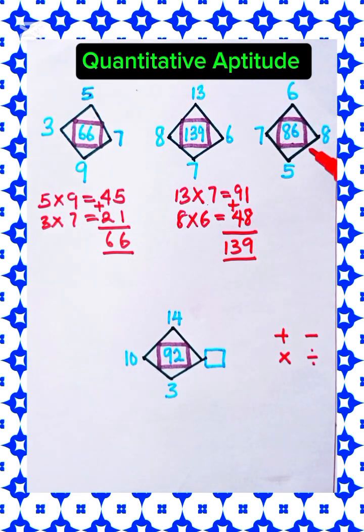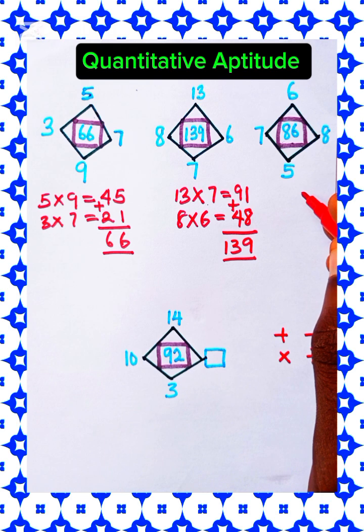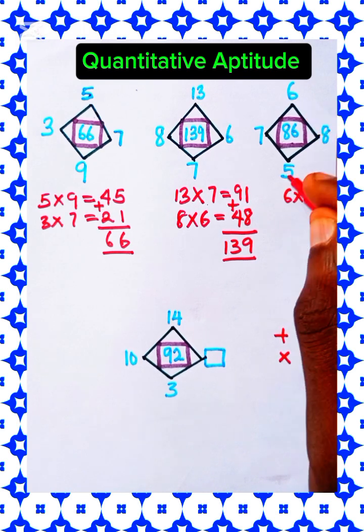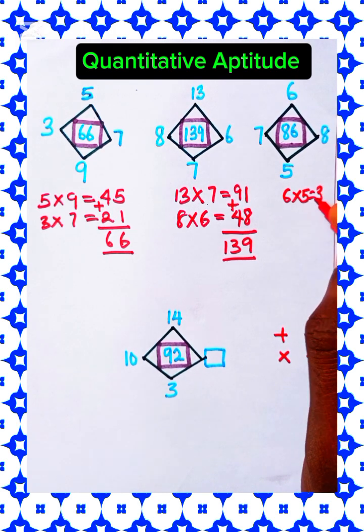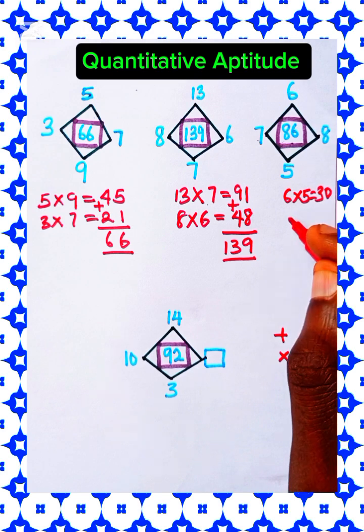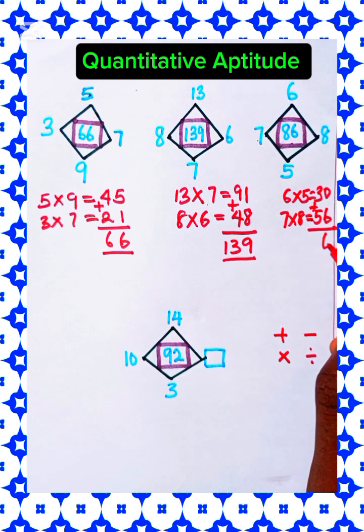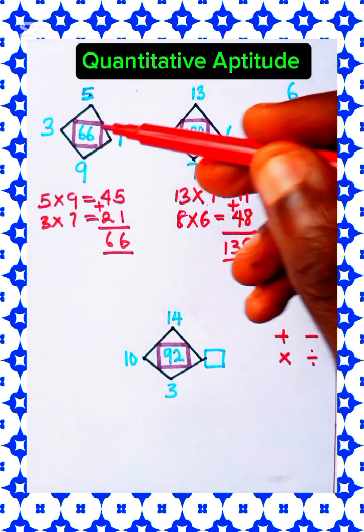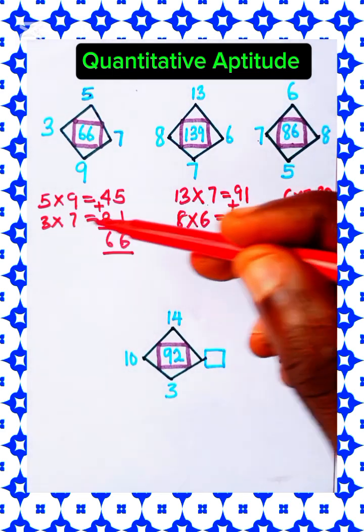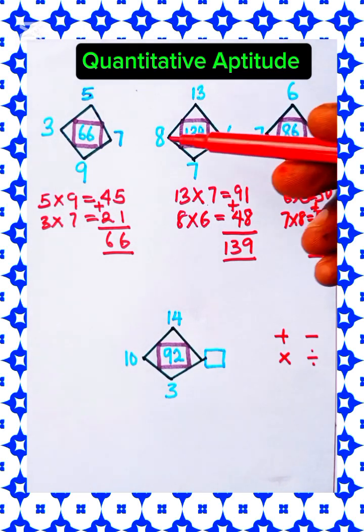And finally, let's check for the last one. Okay, so we have 6 times 5, which is equal to 30. Then let's also multiply the 7 times 8, which is 56. So let's sum the two results. 0 plus 6, that's 6. 3 plus 5, that's 8, which is 86. So you see it is true for the first, true for the second, and it's true for the third. Therefore, you can establish that this is a procedure for finding the middle number.